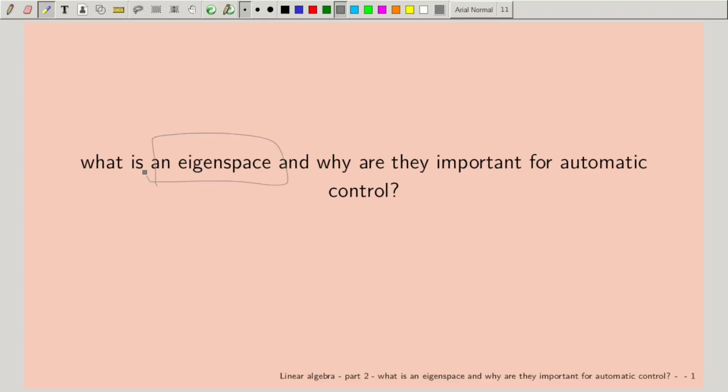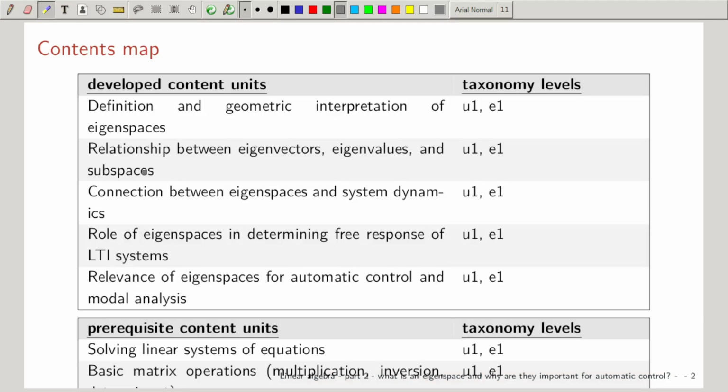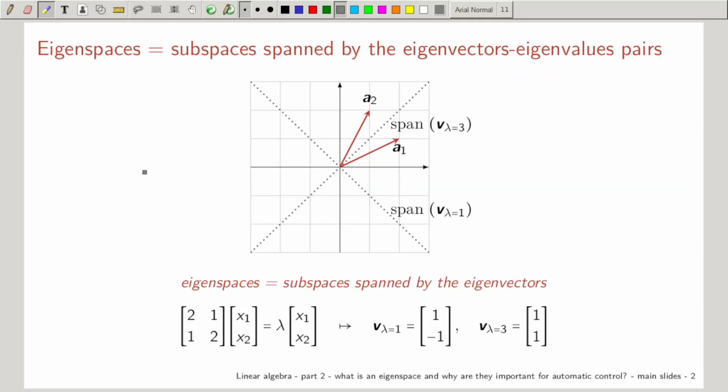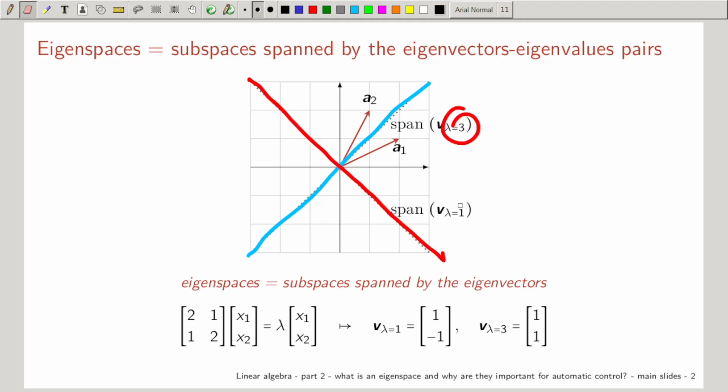Eigenspace. Why are eigenspaces important for automatic control? In a certain sense, we got from the example as before that this one is an eigenspace and this one is another eigenspace, true? Associated to two different eigenvalues. We are together on here, true? Perfect. Now, why is this stuff important for automatic control?